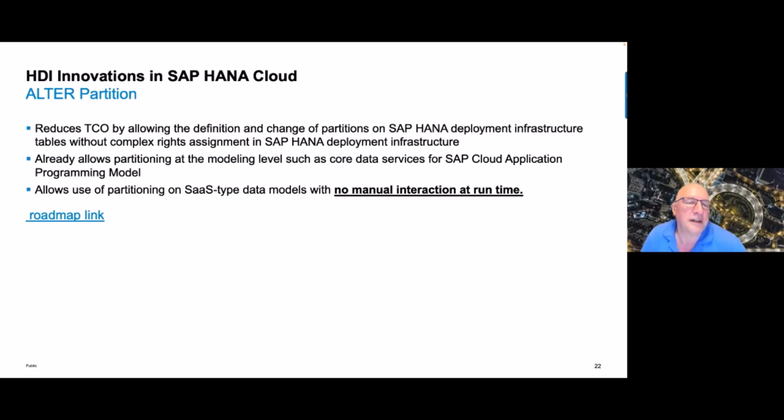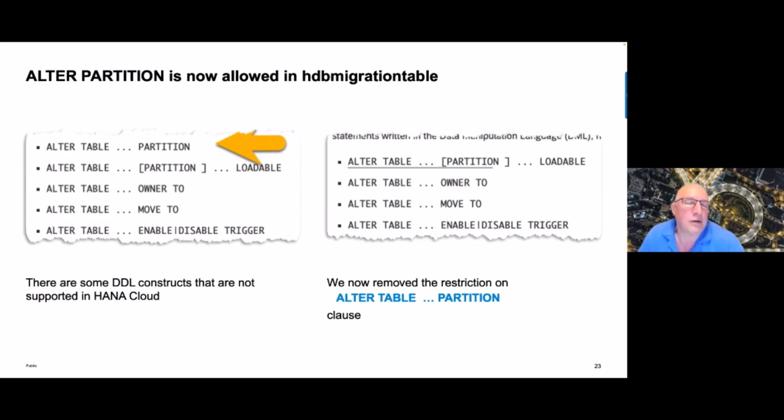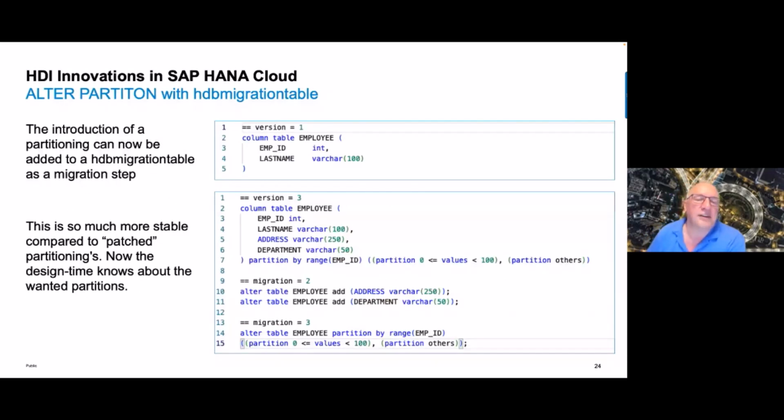Another thing we are bringing in now is alter partition. So far we had only been able to have partitioning at the beginning of a table construct. Now we are able to make design time also support changes during table evolution. So the list of things we are not supporting right now with the migration table has reduced, and we enabled partition to this. And it looks like this.